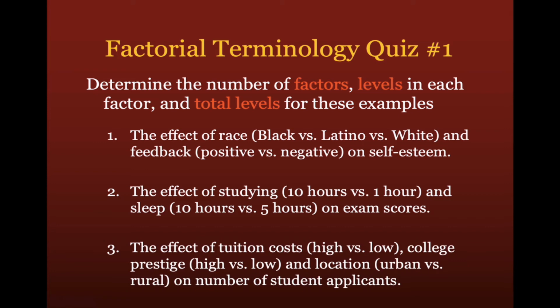Tuition costs has 2 levels, high versus low. College prestige also has 2 levels, high versus low. Location has 2 levels, urban versus rural. So in total, it's a 2x2x2 factorial design with a total of 8 conditions.